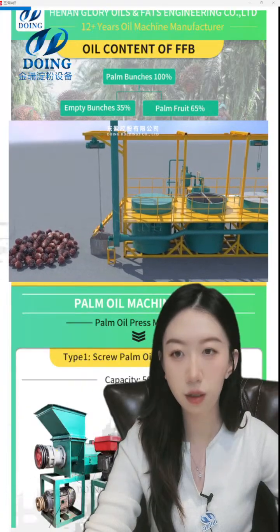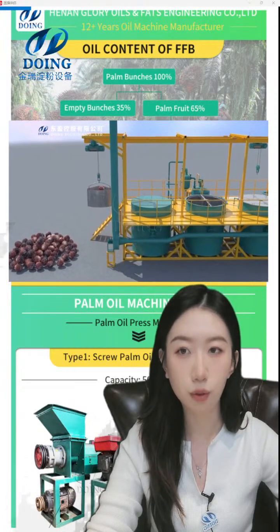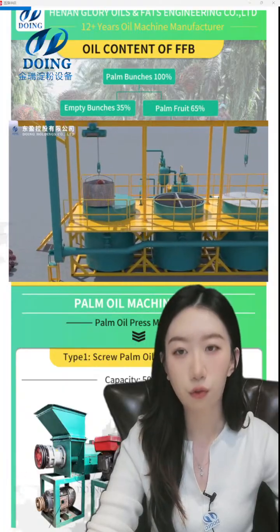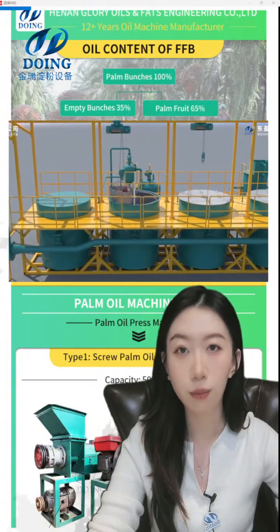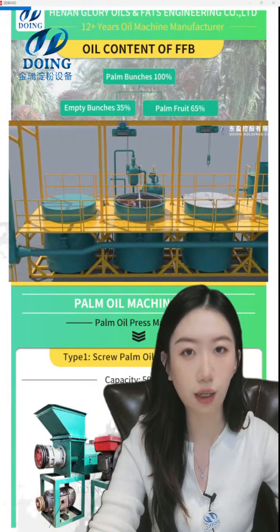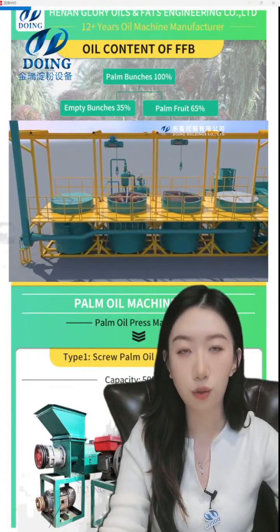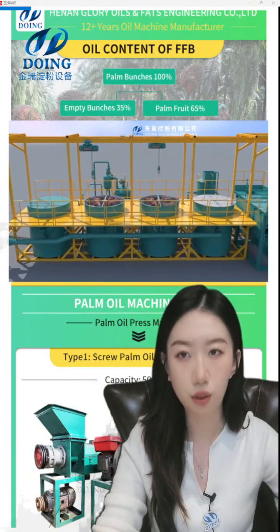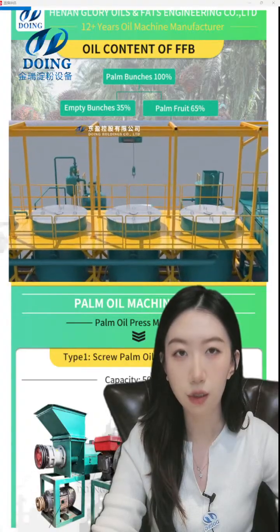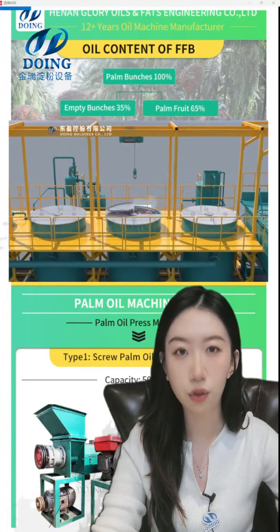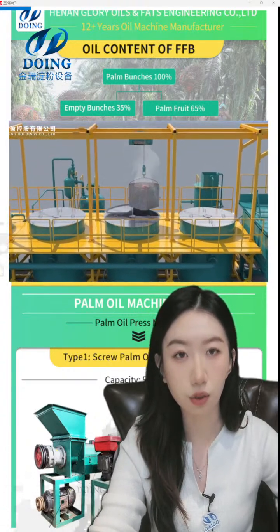We are Doing Holdings. Our company produces equipment for extracting edible oil such as palm oil, palm kernel oil, soybean oil, rapeseed oil, cottonseed oil, and so on. Many kinds of edible oil extracting production lines and machines we can provide for you. And our company has its own factory and engineering team. We can support specialized customization for you.